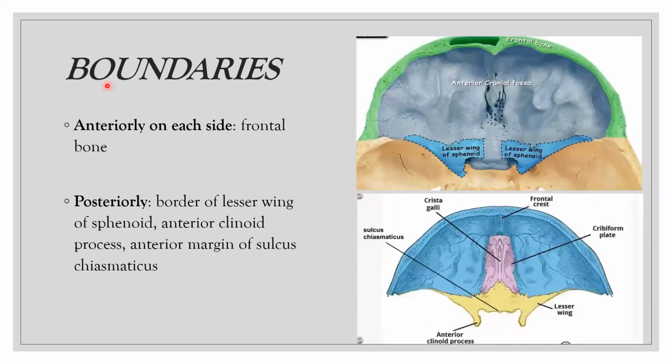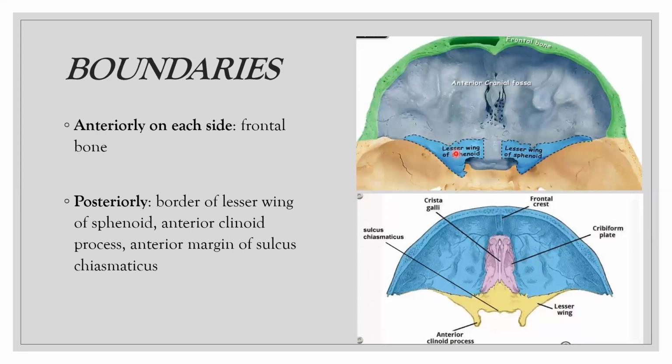So first of all, we want to look at the boundaries of the anterior cranial fossa. Anteriorly on each side of the anterior cranial fossa is the frontal bone. One on this side, and on the other side is a frontal bone. And posteriorly, we have the border, the lesser wing of sphenoid. So this is the posterior border, the lesser wing of sphenoid.